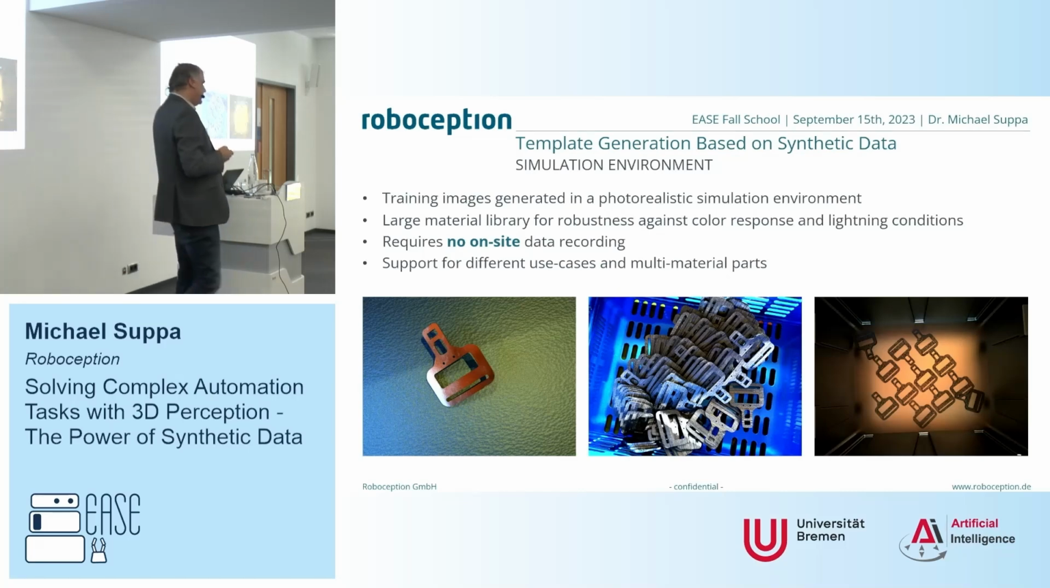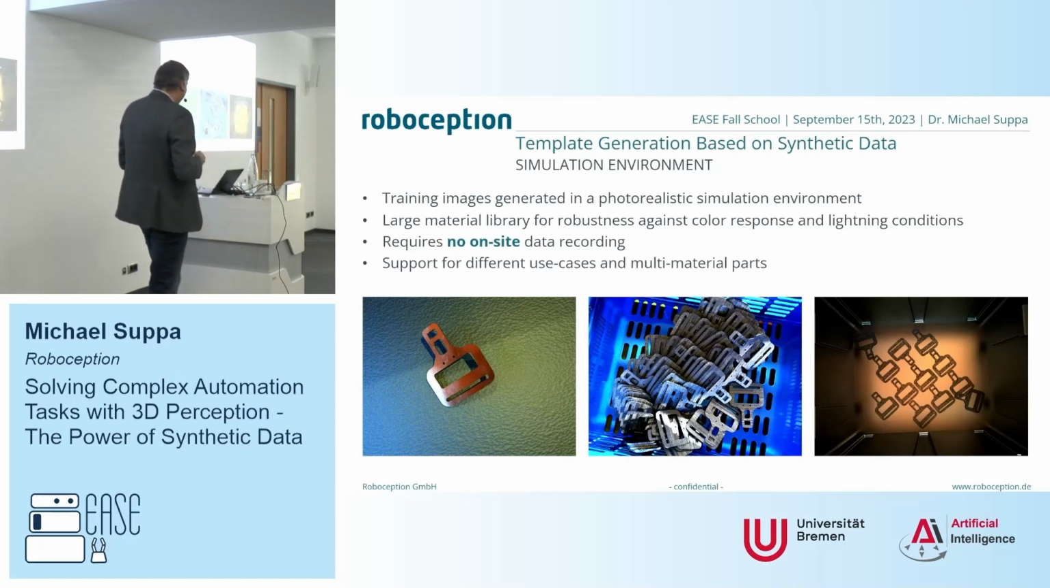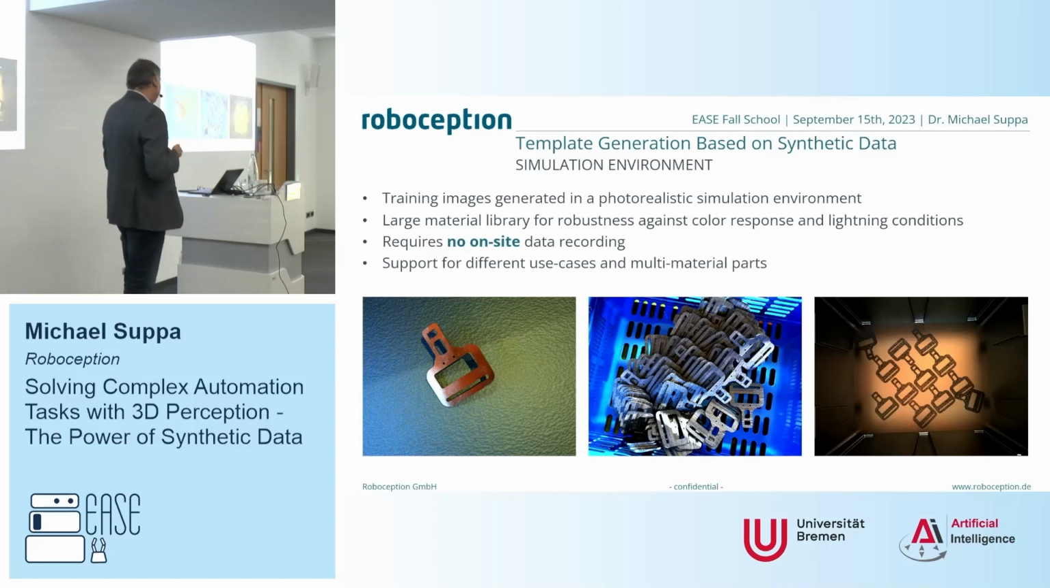We are doing this in a simulation environment, so basically we are picking up the part and bringing it into a photorealistic simulation environment with a material library, so we can change it from metal to plastic and so on. This allows us to do training without real data recording, which we usually don't have from the site. We can support different use cases: stacked scenarios, different scenarios when the customer knows the parts are coming in an order, basically stacked on intermediate layers, or fully chaotic, and it can also be used for multi-material.